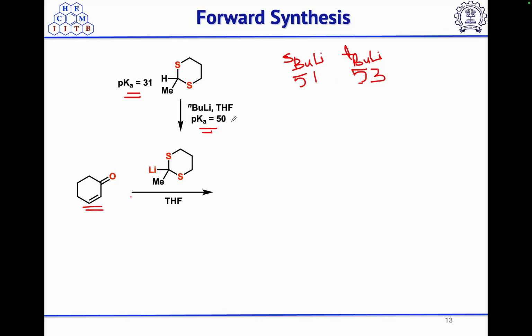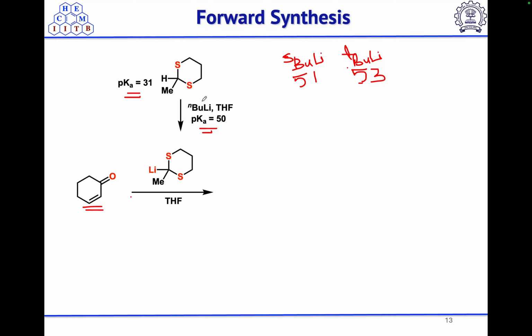So by seeing this pKa value, you can clearly think that tertiary butyl lithium is a stronger base than secondary butyl lithium, than n-butyl lithium. Now here n-butyl lithium is okay, because handling secondary butyl lithium and tertiary butyl lithium is quite challenging. Those are stronger bases, so in the presence of moisture they can create explosive kind of things.